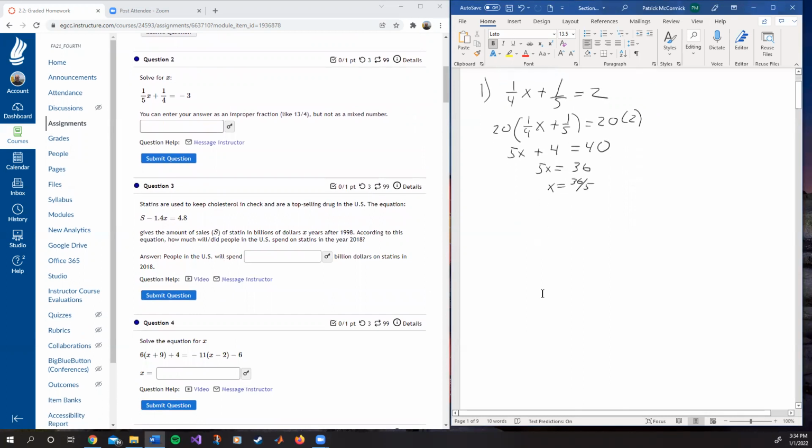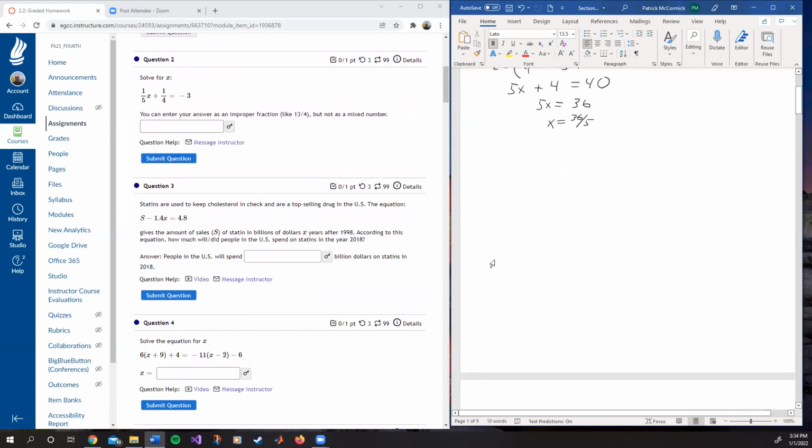All right, question 2. Same type of problem. So number 2: 1/5 x, actually very similar, equals -3. Again, we want to multiply through by a number to clear the fractions, the LCM of the denominators, in this case 5 and 4. So the LCM would be 20. So multiply both sides by 20.